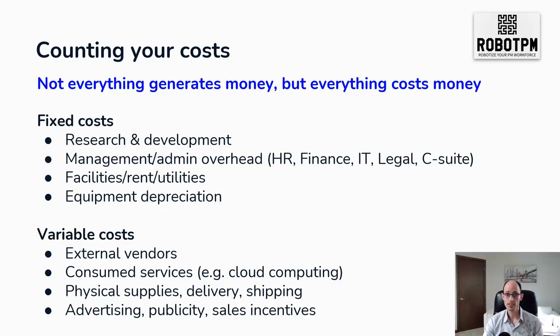But of course, some costs are directly related to sales. The more we sell, the more variable costs we have. Or vice versa, the more we spend on certain variable costs, like marketing, the more we will likely sell. You can think of variable costs as costs that fluctuate month to month, depending on business volume or on product usage. Let's see some examples of these things for the case of Robot PM.